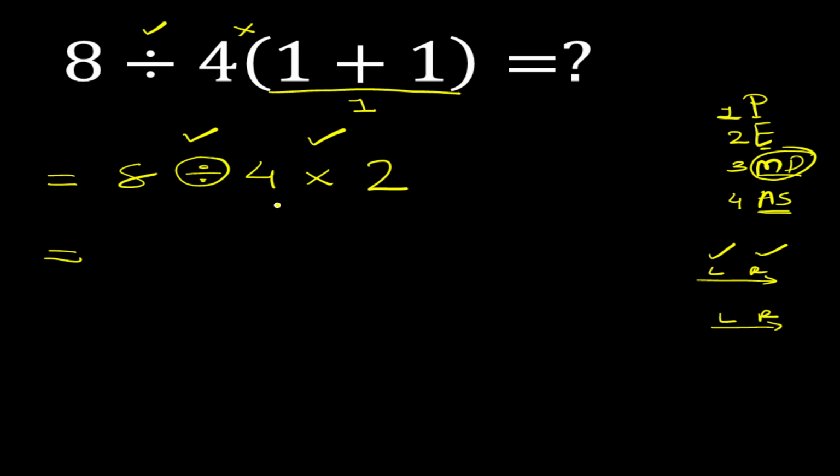So now 8 divided by 4 is equal to 2 multiply 2, right? So 2 multiply 2 is equal to 4. So the correct answer is 4.